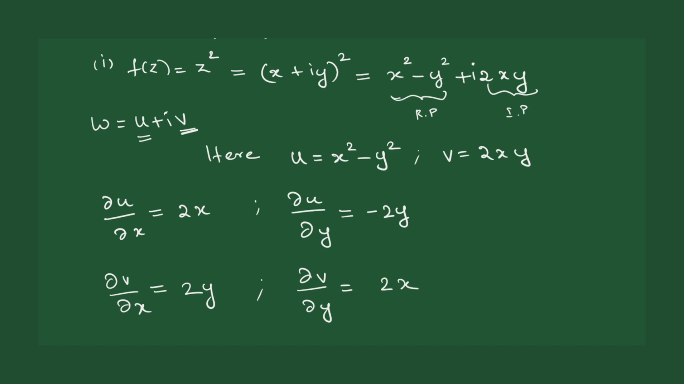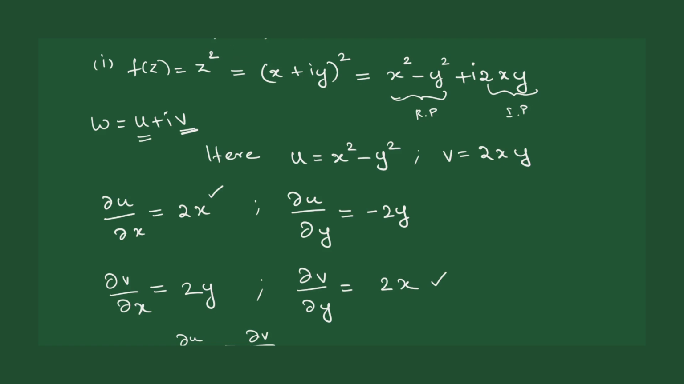Now we have to check the Cauchy-Riemann equation. The first condition is that dou u by dou x and dou v by dou y should be the same. If you notice, dou u by dou x and dou v by dou y are both 2x, so both are the same. So we have the first condition, dou u by dou x is equal to dou v by dou y. And the other one is dou u by dou y is equal to minus dou v by dou x.